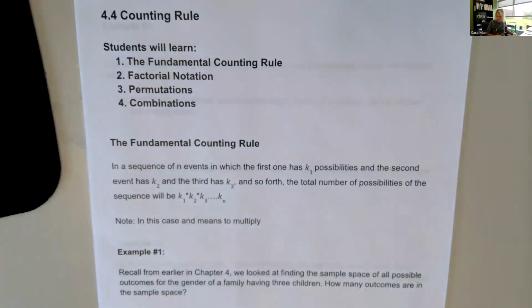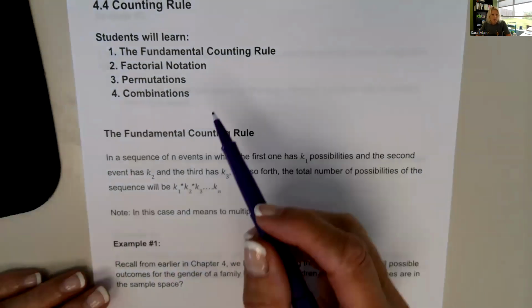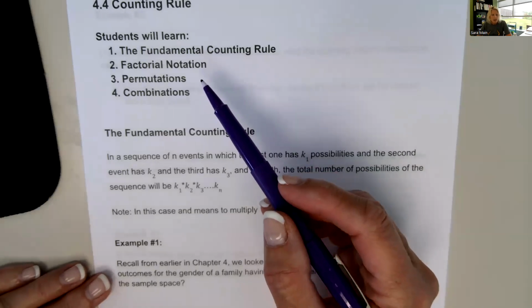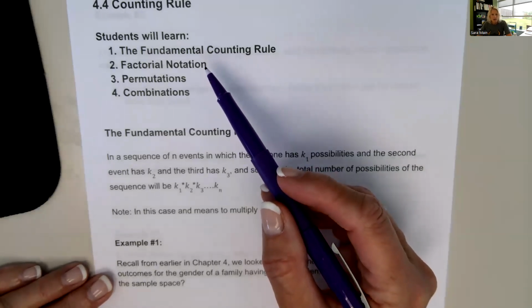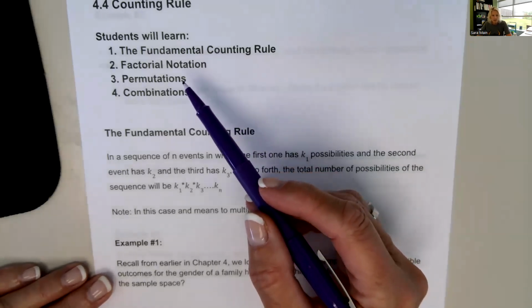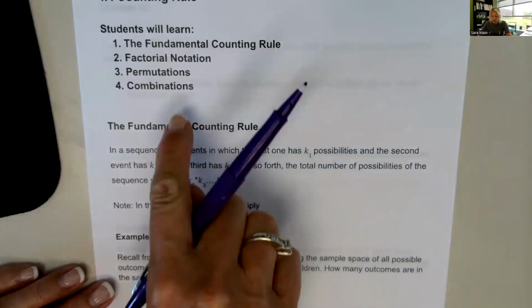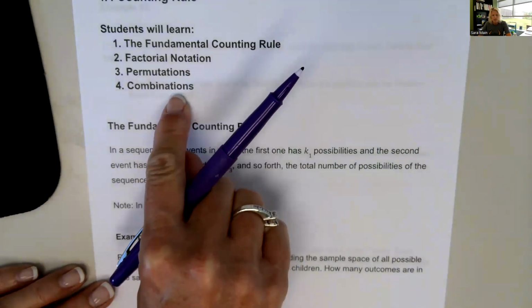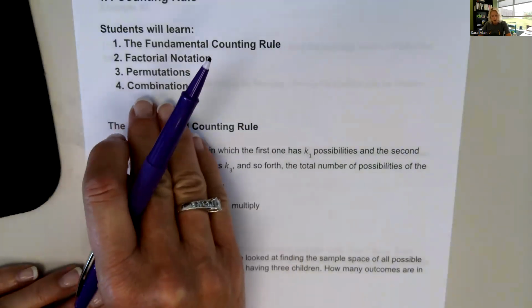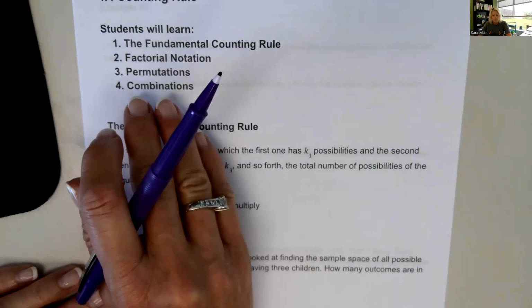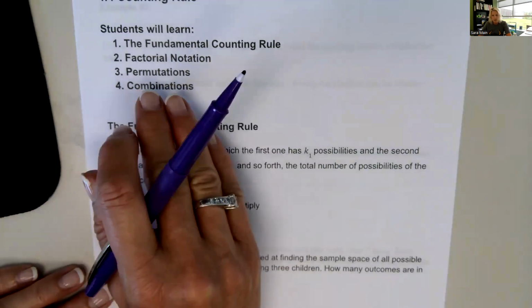This video and lesson is all regarding the counting rule and the fundamental counting rule, which is going to look similar to the multiplication principle. We're going to learn about factorial notation, and we need to know how to use factorial notation and what it is to be able to calculate permutations and combinations. Now, we're not going to dive heavy into permutations and combinations. We just need to understand what they are because we're going to have a shortcut to the process later on in some other chapters.